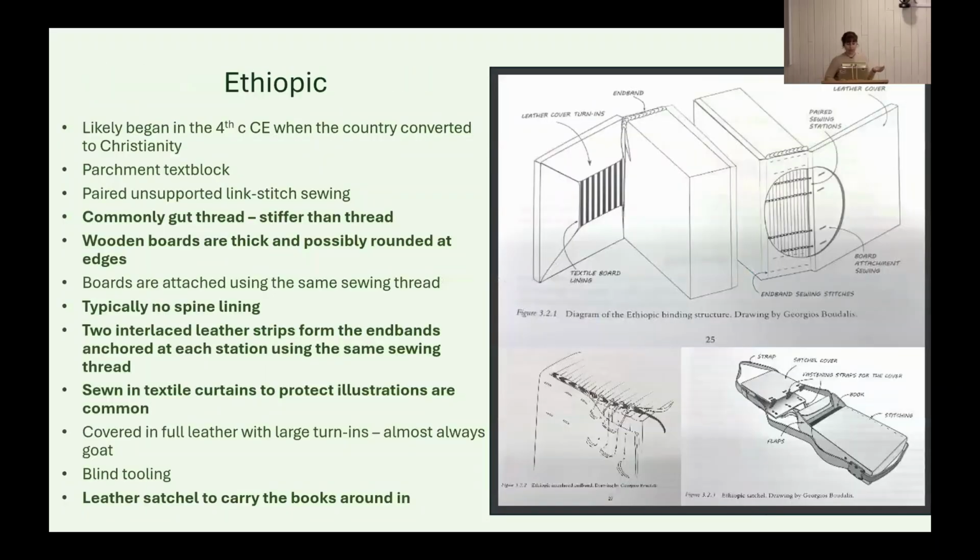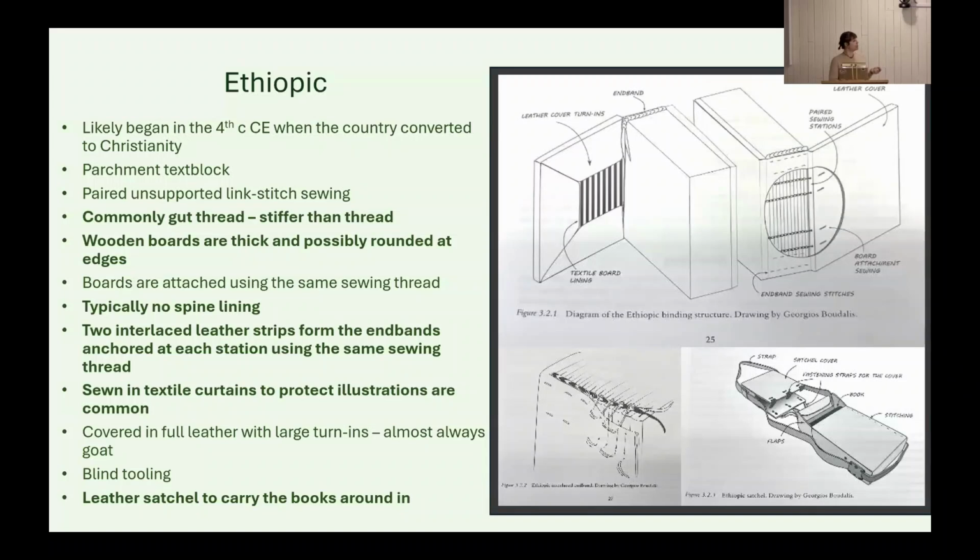So one of the main binding styles that we know is the Ethiopic, and this began in about the 4th century when it became a Christian sect and has continued pretty much uninterrupted into the 20th century. So it's a very long binding tradition. It's always a parchment text block. It's always that same unsupported sewing. Except they were using gut instead of vegetable thread, so it was a bit stiffer, so they did not need to use needles to sew.